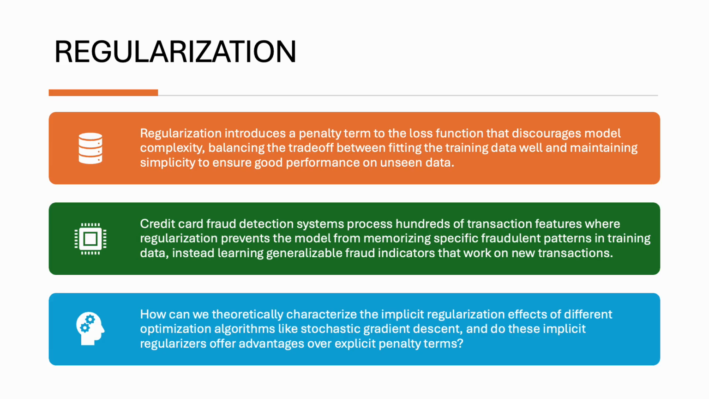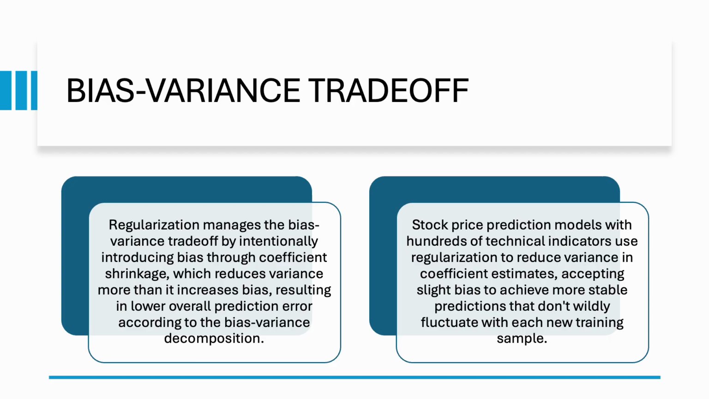The research question here for you to ponder is: how can we theoretically characterize the implicit regularization effects of different optimization algorithms like stochastic gradient descent? And do these implicit regularizers offer advantages over explicit penalty terms? I would strongly suggest you conduct this research on your own. You can even write a research article in this area.